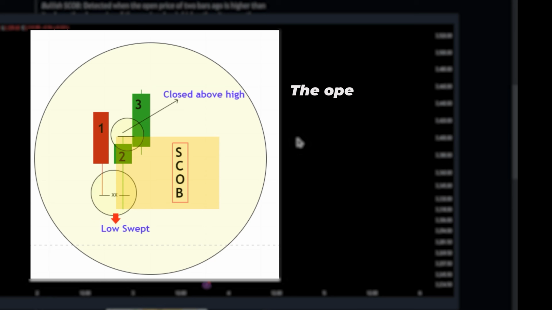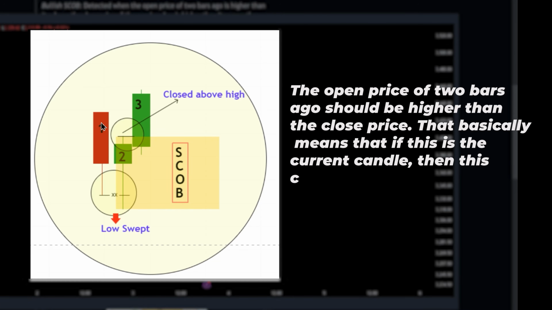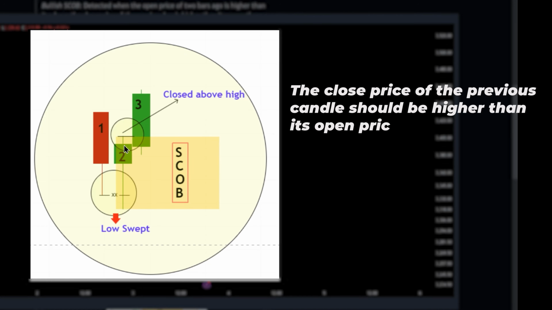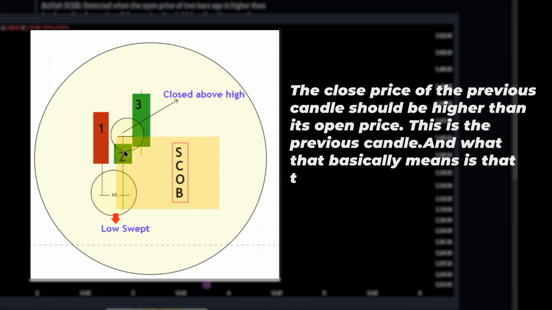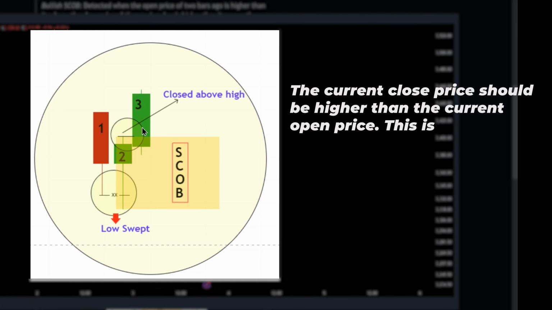Number one, the open price of 2 bars ago should be higher than the close price. That basically means that if this is the current candle, then this candle should be a bearish or a red candle. Number 2, the close price of the previous candle should be higher than its open price. This is the previous candle, and what that basically means is that this candle should be a green or a bullish candle. Third, the current close price should be higher than the current open price. This is the current candle.